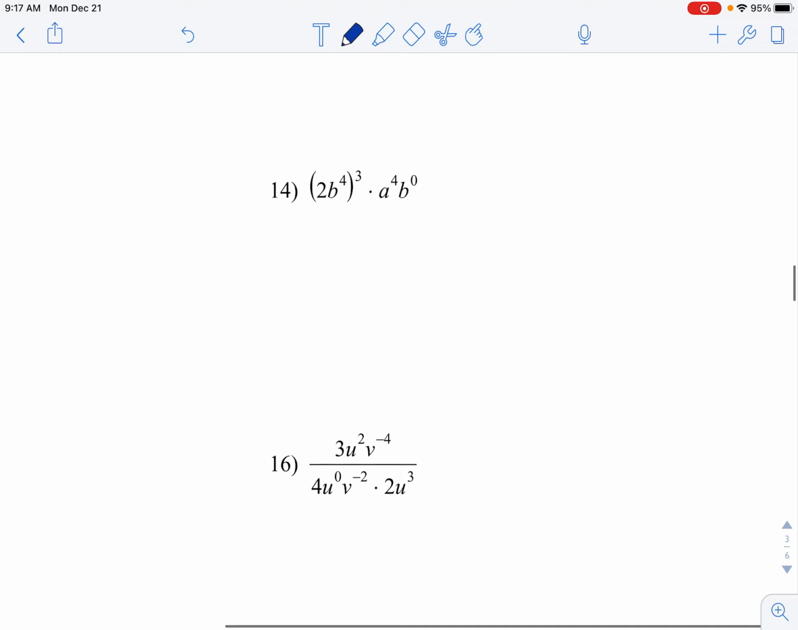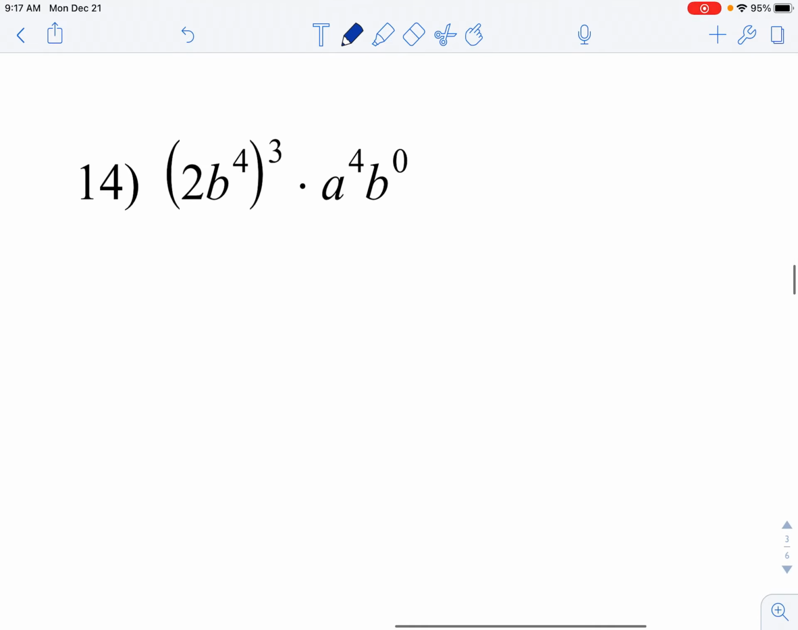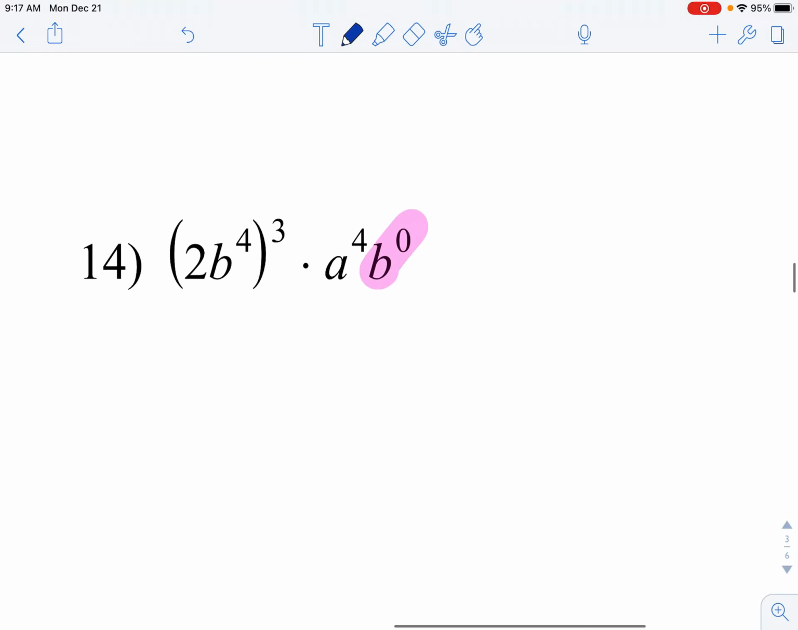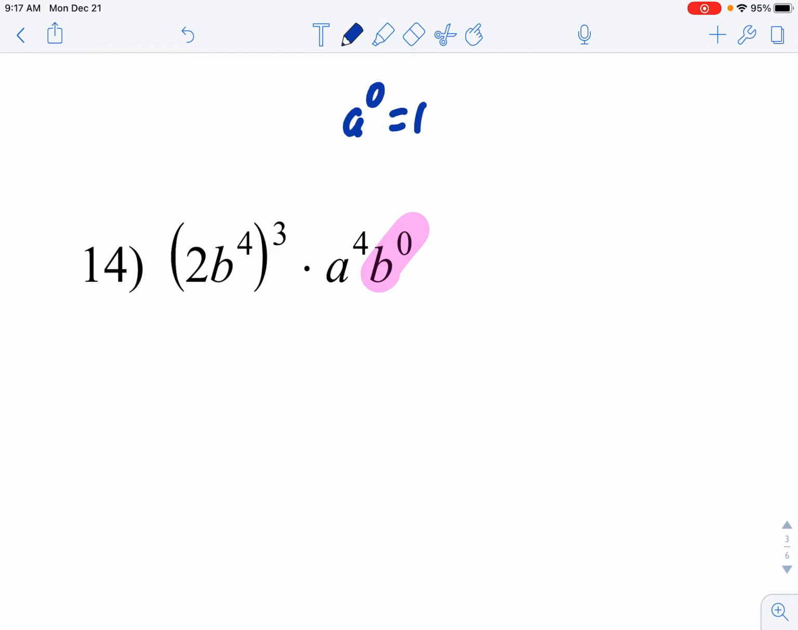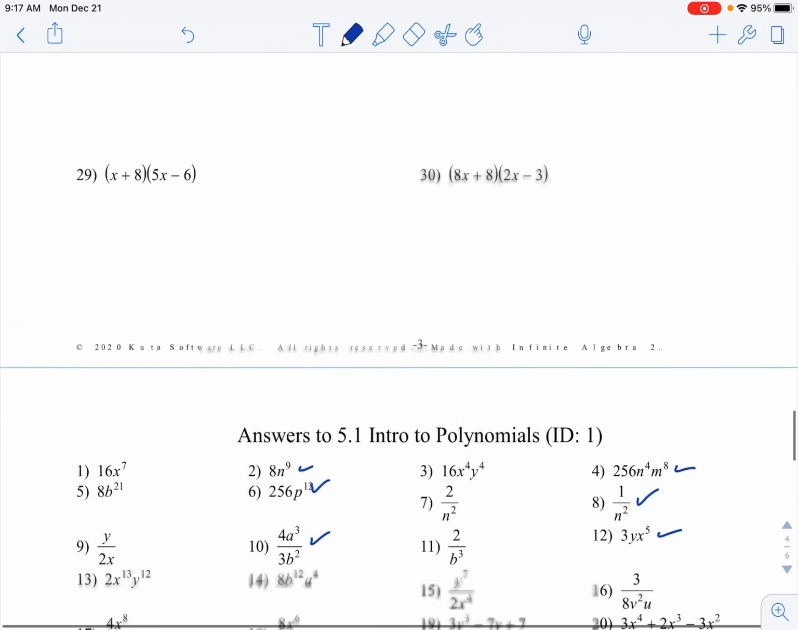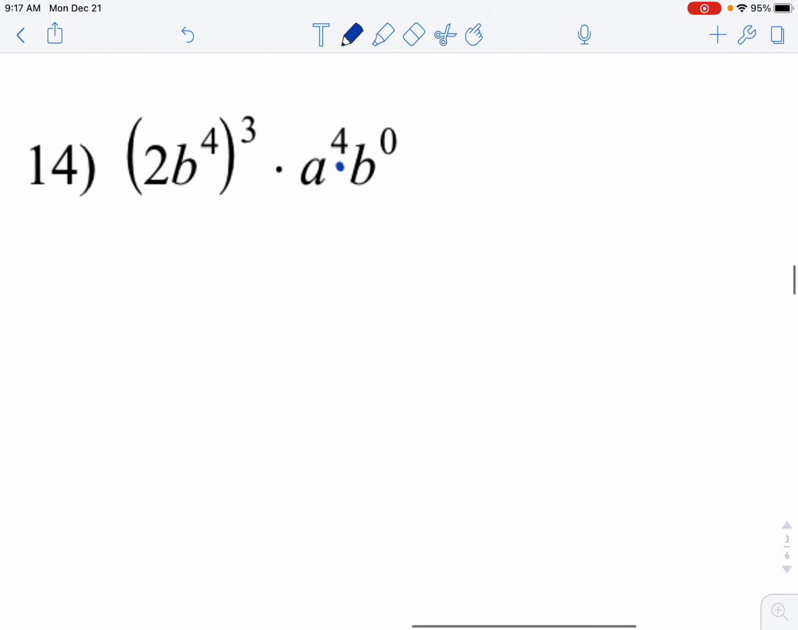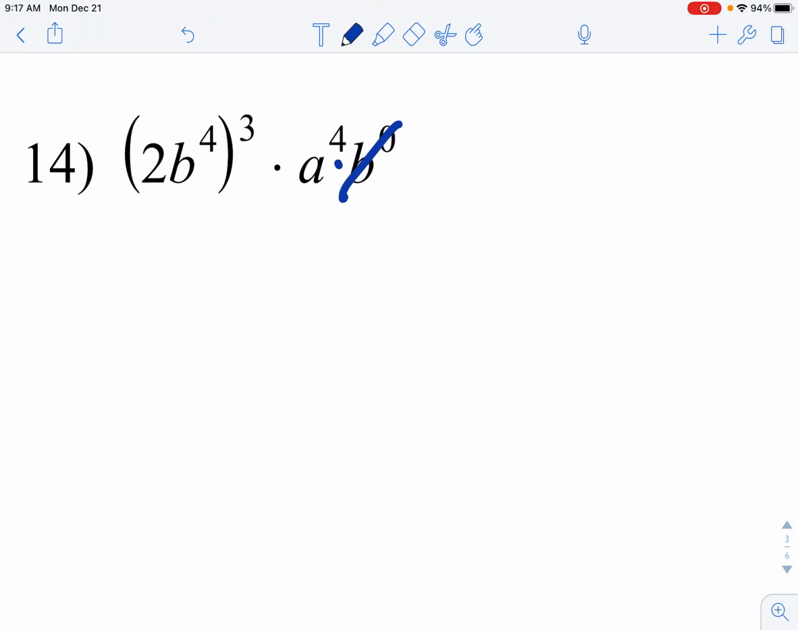Okay, number 14. A lot going on here, but before I do anything, the one thing that jumps out at me is b to the 0 power. So remember the zero exponent rule, anything to the 0 power equals 1. So that b to the 0 power is essentially just a 1. And 1 times a to the fourth will be a to the fourth. If you have something like this, anything to a 0 power, you can just sort of disregard it. It really doesn't do anything. It just turns into a 1, and when you multiply something by 1, no big deal.